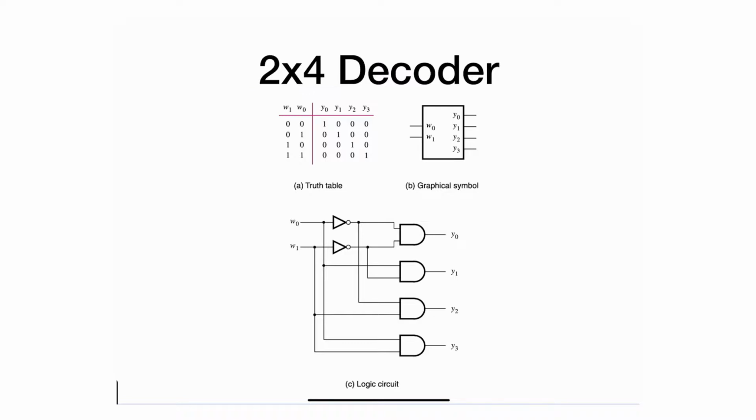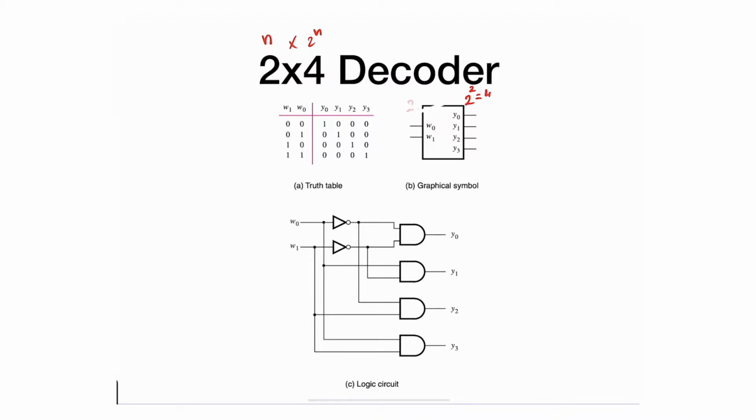So what I have in here is 2 inputs and 4 outputs. Specifically, it's 2 inputs and 2 to the power of the number of inputs, which is 2, giving 4 outputs. That's what we have. So usually you can see n inputs and 2 to the power n outputs. That's what we usually have.